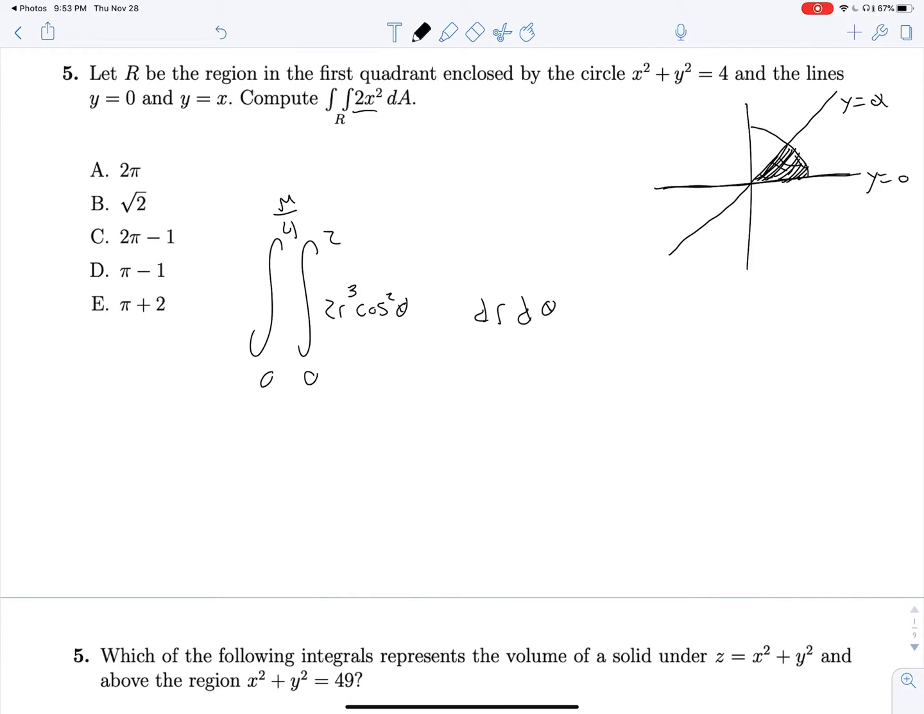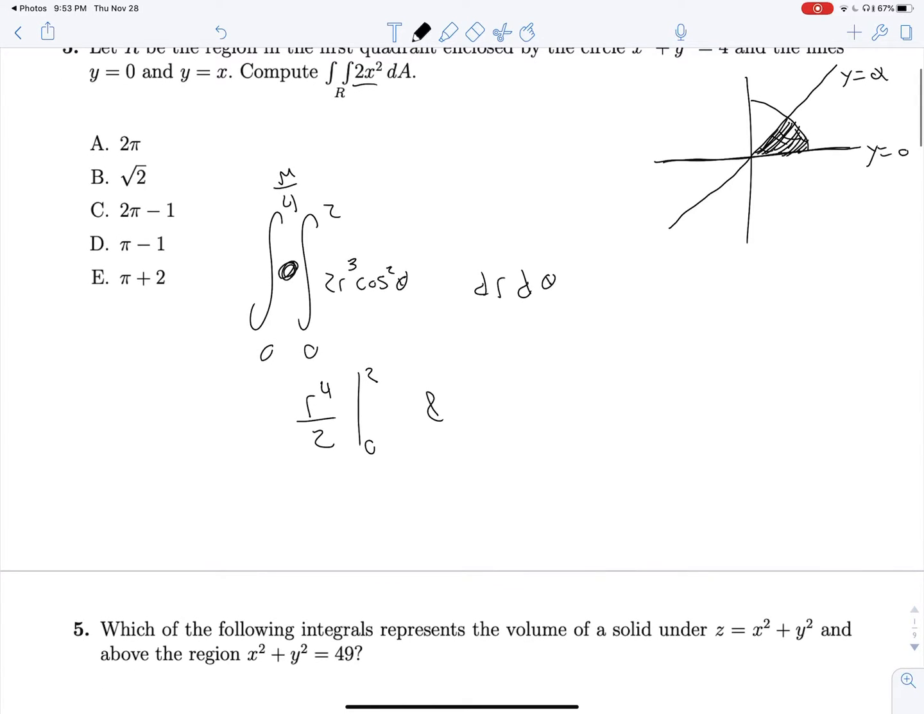So let's not think about our cosine squared theta. We'll just remember that we've got to integrate it over here, but let's deal with this r. So integrating, we're going to get r to the fourth over 2 on 0 to 2. This is going to be 8. And so we are left with an integral from 0 to pi over 4 of 8 cosine squared theta d theta.